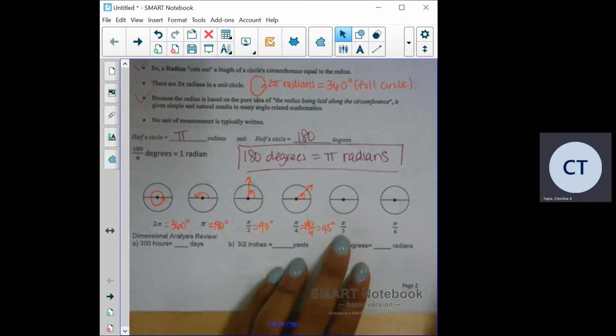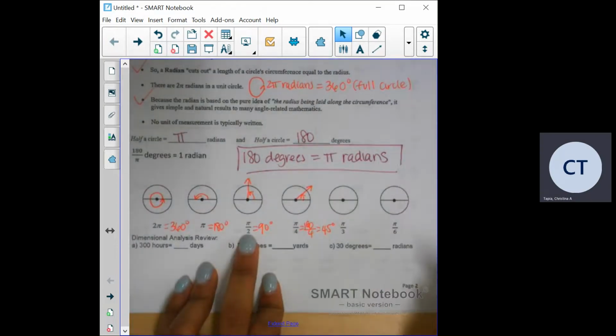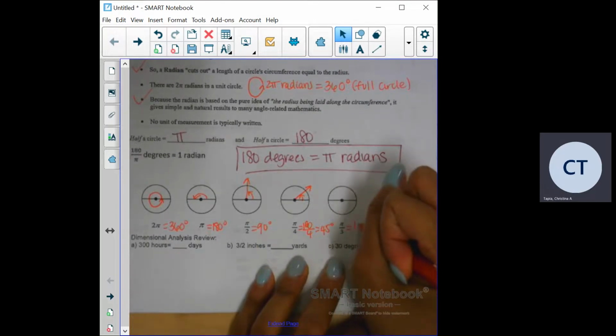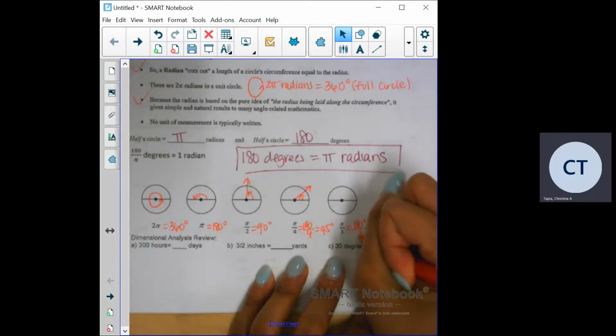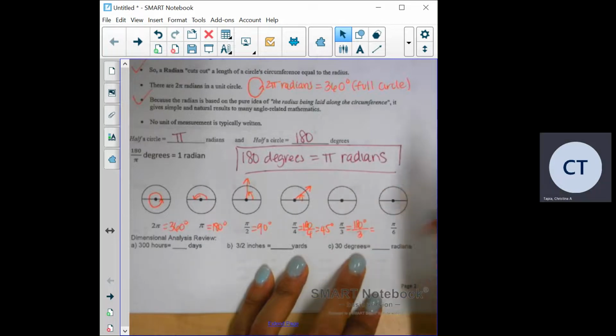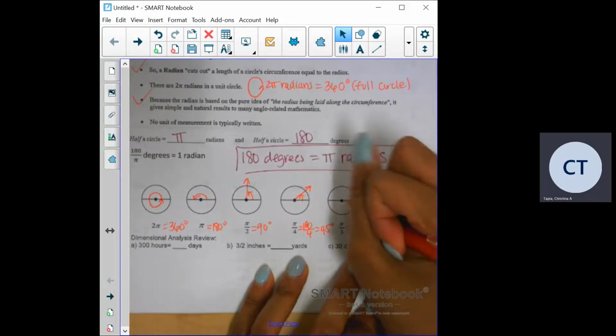We can do the same thing for pi over 3. We could have done the same thing for pi over 2, but we had already calculated pi over 2 earlier. So pi over 3, I'm going to take 180, divide it by 3. So what's 180 divided by 3? 60 degrees. So that's going to be a little bit bigger than 45. So that's about 60.